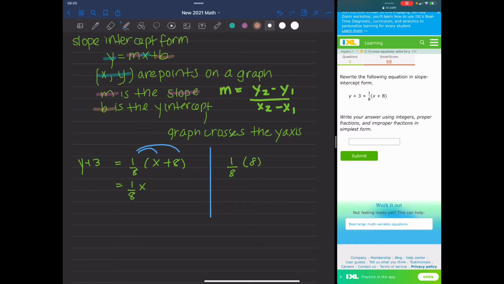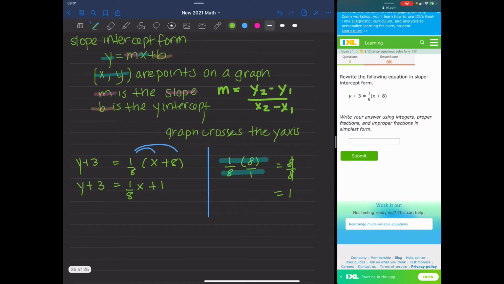So I have 1 over 8 times 8. When you multiply fractions, you're going to multiply going across. So it's 1 times 8 and then 8 times 1. So my answer is 8 over 8. And then when I put those together, I simplify and I just get 1. My new solution is 1. And then you just bring down the y plus 3 on the left-hand side.